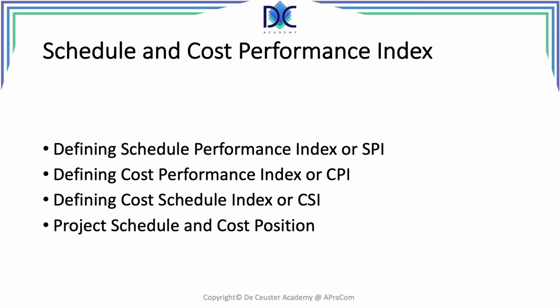In some previous sessions, I already defined some parameters like schedule variance and cost variance to describe the progress of a project. In this session, I will define performance indices. I will start with the Schedule Performance Index or the SPI, then the Cost Performance Index or the CPI, the Cost Schedule Index or the CSI, and then I will show you how you can use the SPI and the CPI to deduct the project schedule and cost position.